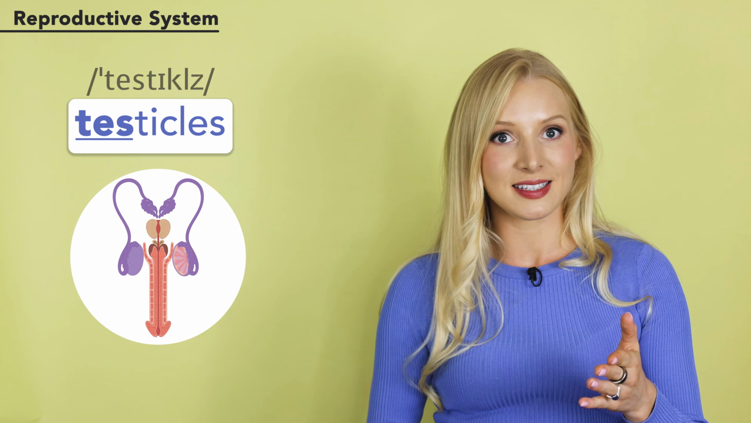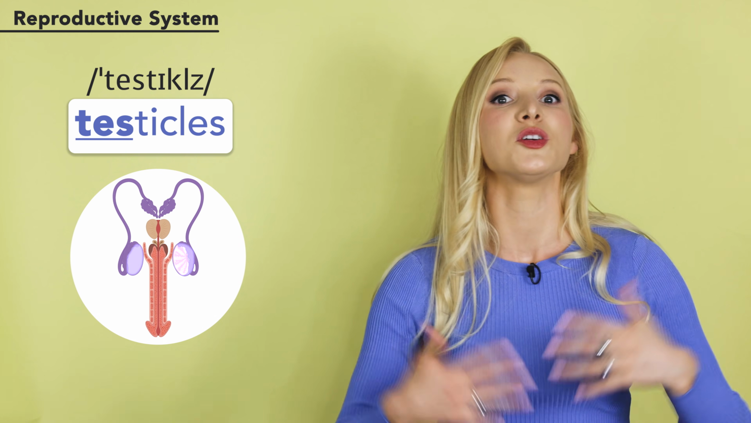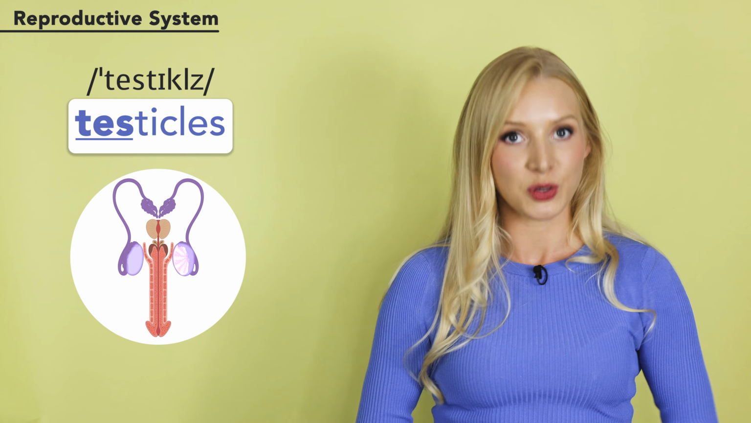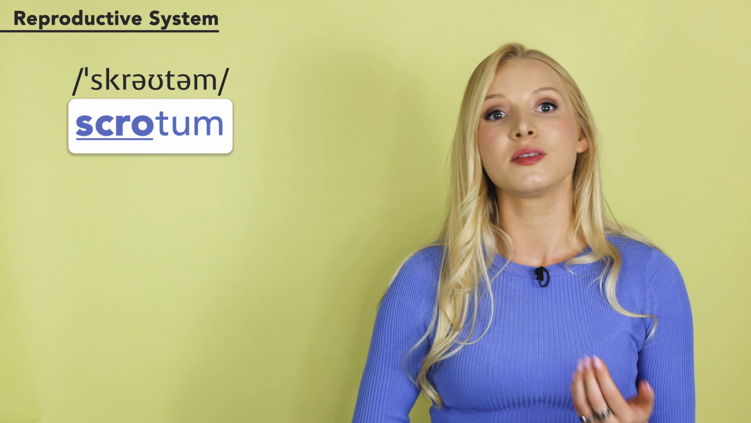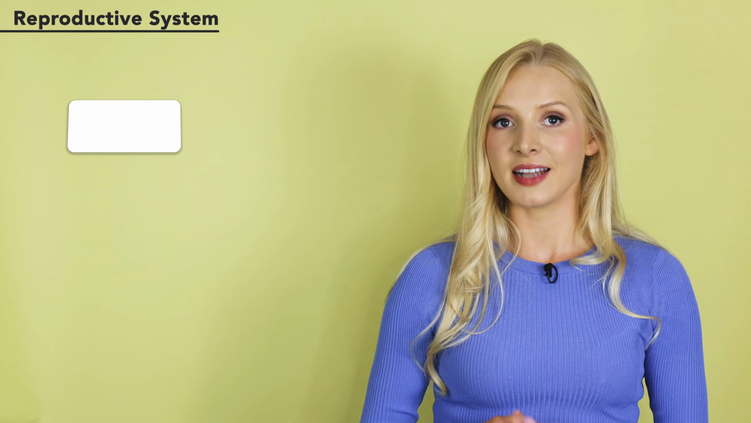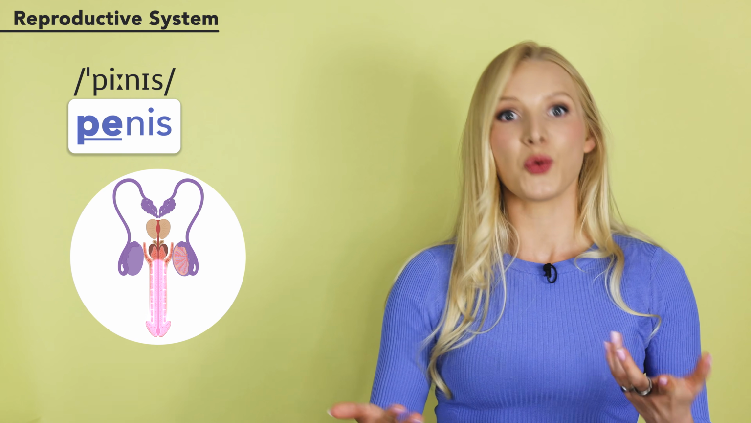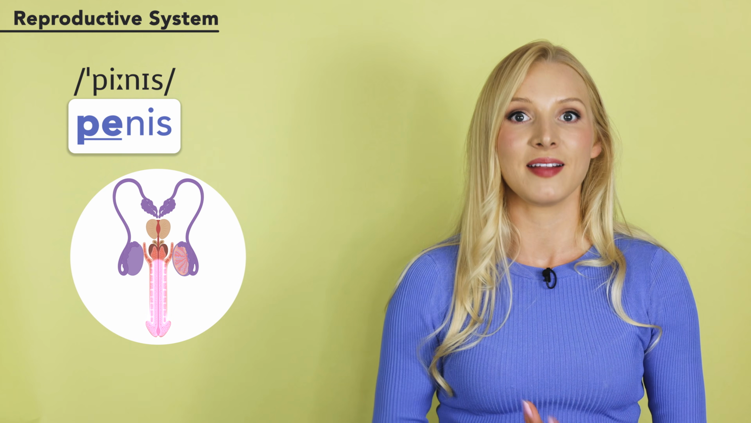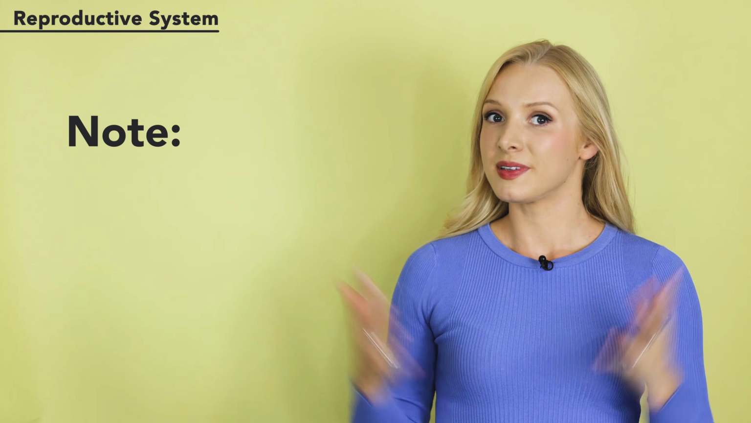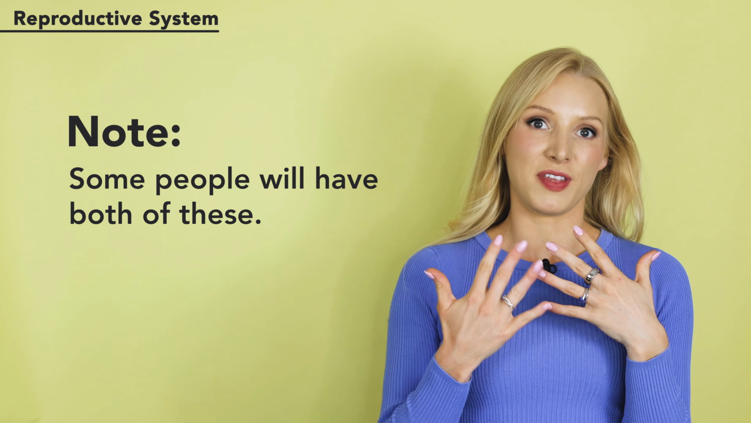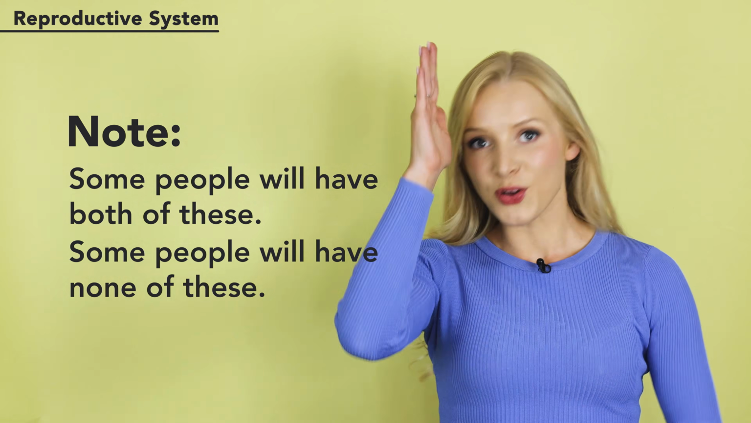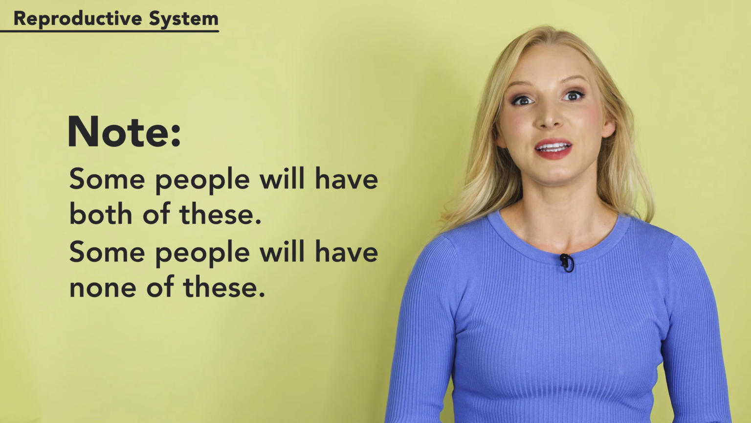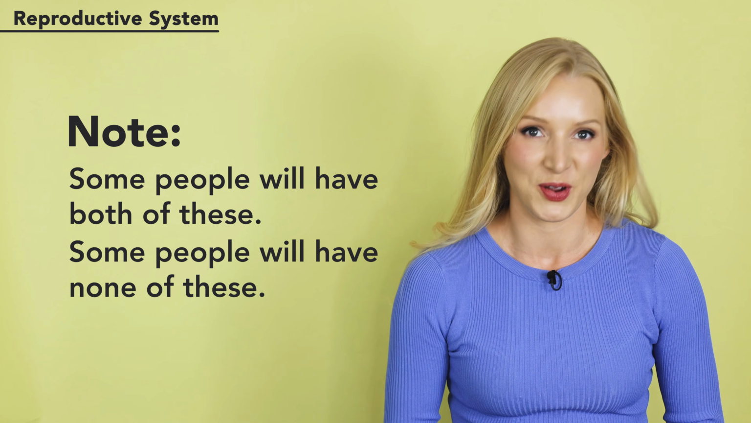We have testicles, which produce sperm and testosterone, a scrotum, which holds and protects the testicles, and a penis, which is the external male sex organ. Now note that some people will have both of these. Some people will have none of these. It's not a clear divide. I'm simply happy to equip you with the vocabulary.